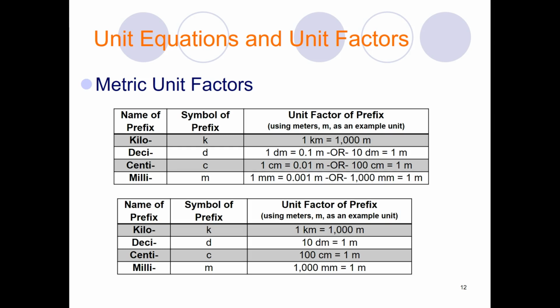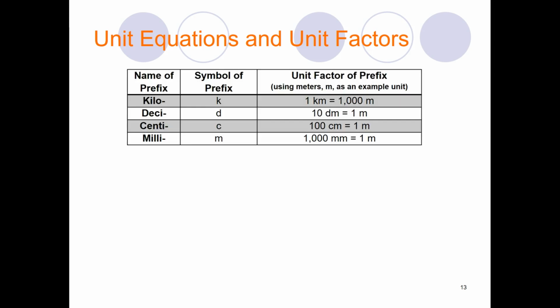Again, if you don't like my choices here, you could go back up to the first table and use the one with the decimals. Either way, you need to memorize the name of the prefix, the symbol of the prefix, and the unit factor that goes with it. So I just took that second table and plopped it up here because that's the one I'm going to use. Let's practice taking these unit factors and writing them as fractions.